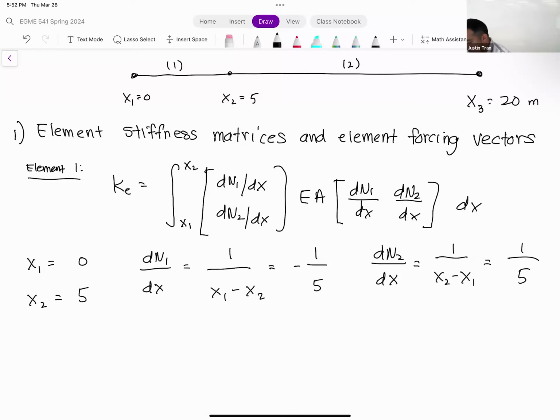The other thing we know is E. The problem tells us that the Young's modulus is uniform all throughout the rod. So the Young's modulus here is 5 kilopascal, which is the same thing as 5,000 Pascal. And then our A of x is a function, 1 plus x squared over 400.